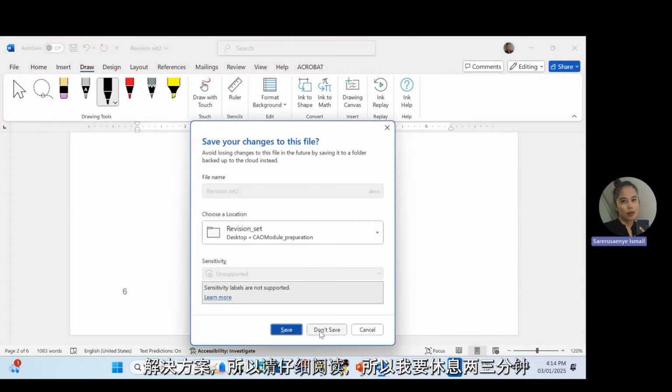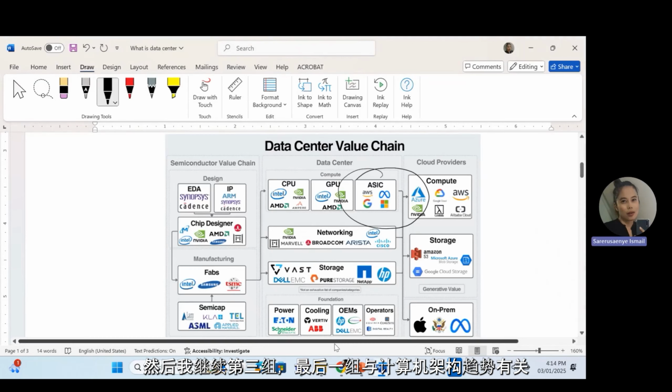So I'm going to take a break for 2 or 3 minutes. Then I will continue with the third set, the final set, which is related to computer architecture trends.